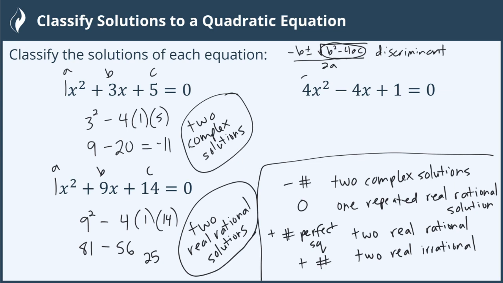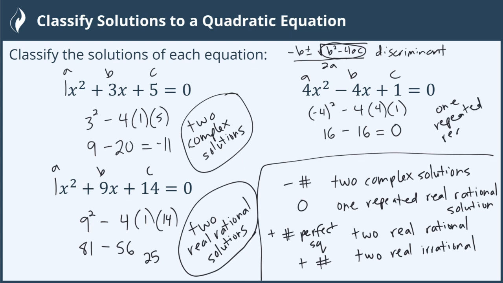Okay, the next one, A is 4, B is negative 4, and C is 1. So B squared, so negative 4 squared, minus 4 times A, which is 4, times C, which is 1. So negative 4 squared gives us a positive 16 because we have a negative 4 times a negative 4. And then we have 4 times 4 times 1, which is 16. 16 minus 16 is 0, which means we have 1 repeated real rational solution.